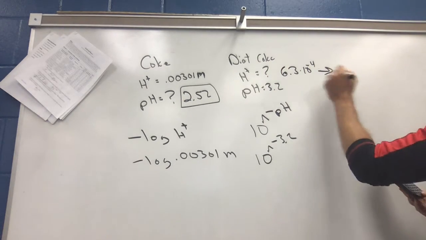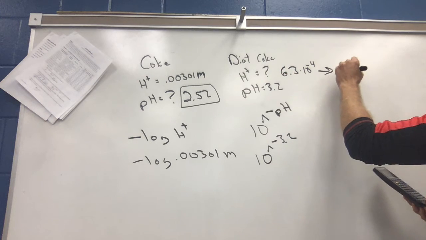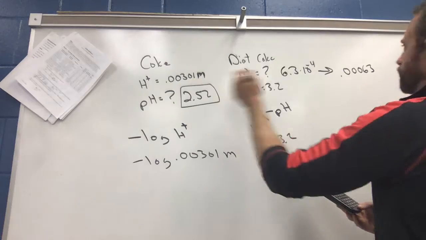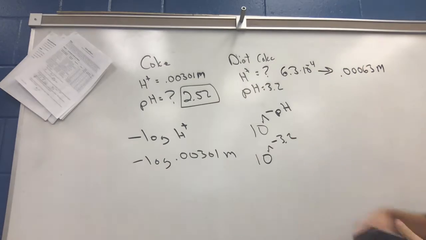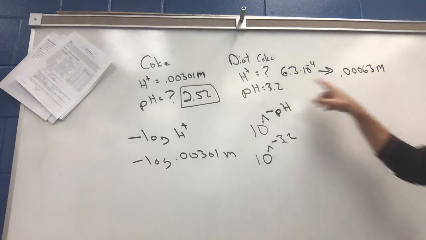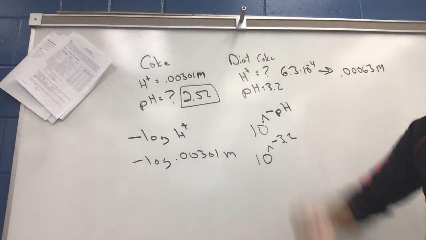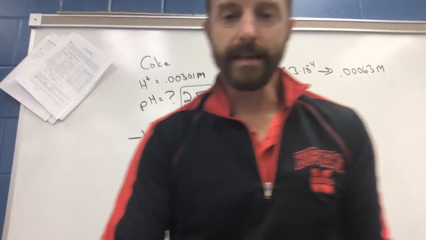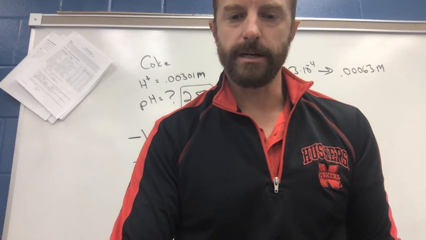Yeah. That's going to move my decimal point 4 places. So 0.00063. So if we look, Coke is more acidic than Diet Coke, right? It's got a higher concentration of H plus than Diet Coke does, right? They are a little bit different chemically because of the amount of sugar and all that kind of stuff.